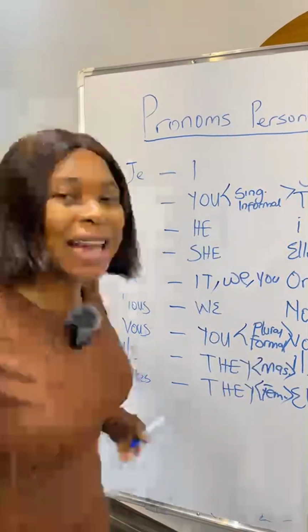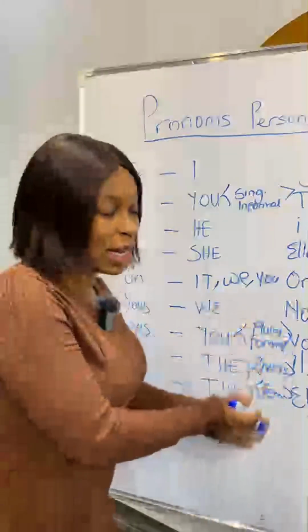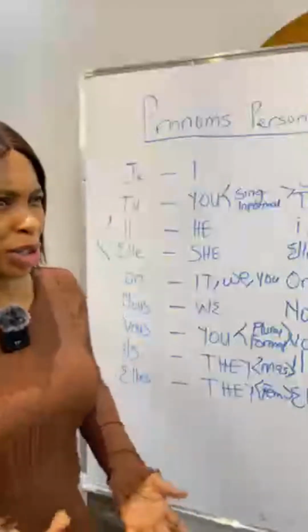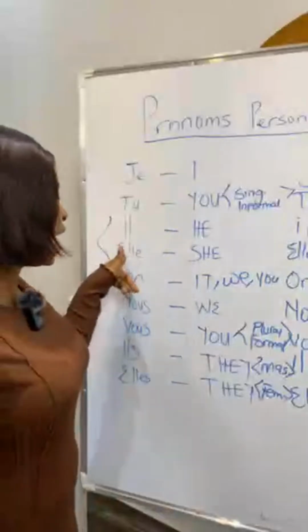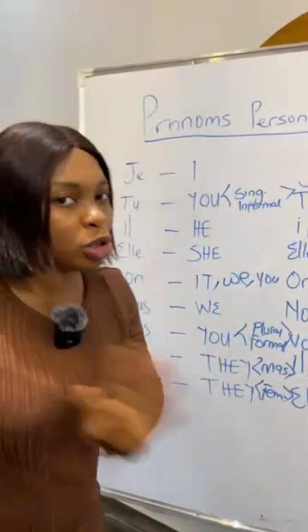We don't use ils for them. We use elles. So what does that tell you? Ils is they for masculine. Elles is they for feminine. I know it can be confusing with the pronunciation because we have il, he, elle, she. But don't worry, just know that for they, we add an S, but we do not pronounce it.